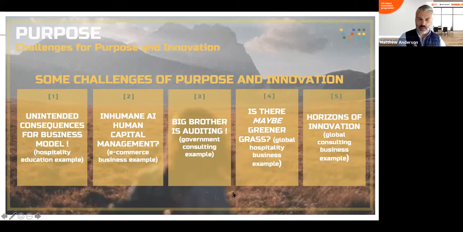What this example number one did was they commoditized the business. They did the exact opposite. Instead of going towards differentiated high margin profitability, they found themselves dropping into a red ocean commoditized space of digital learning, and there's millions of players. So was that smart? Next one, inhumane AI capital management.